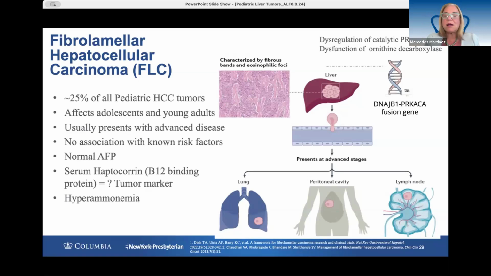What is really remarkable is the recent discovery of the DNAJB1-PRKACA fusion gene. A mutation of this gene is almost universally present in these patients with fibrolaminar HCC, and it causes a dysregulation of the catalytic PRKACA protein. It also causes a dysfunction of the ornithine carboxylase, predisposing to accumulation of certain amino acids in the body, and predisposing to one of the most bizarre clinical presentations in patients with liver tumor, that is hyperammonemia.